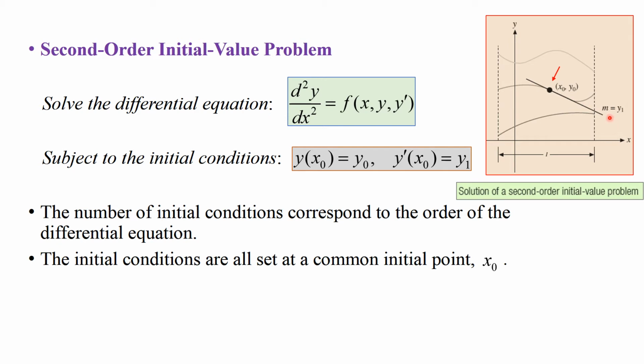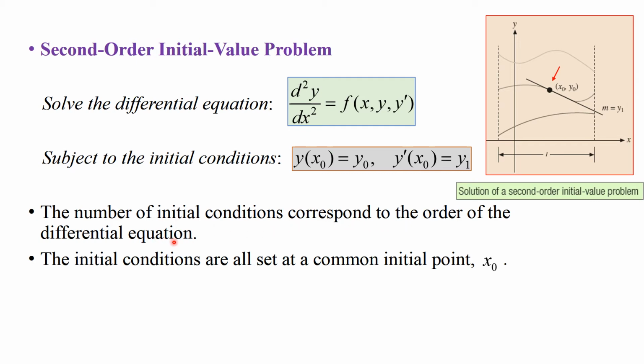Okay, so in this figure, m is the slope. So the slope at the point x0 is equal to y1. So out of all these infinitely many solutions, only one of these solution curves satisfies these two initial conditions. Therefore, this is known as the solution for the second order initial value problem. Take note that the number of initial conditions corresponds to the order of the differential equation.